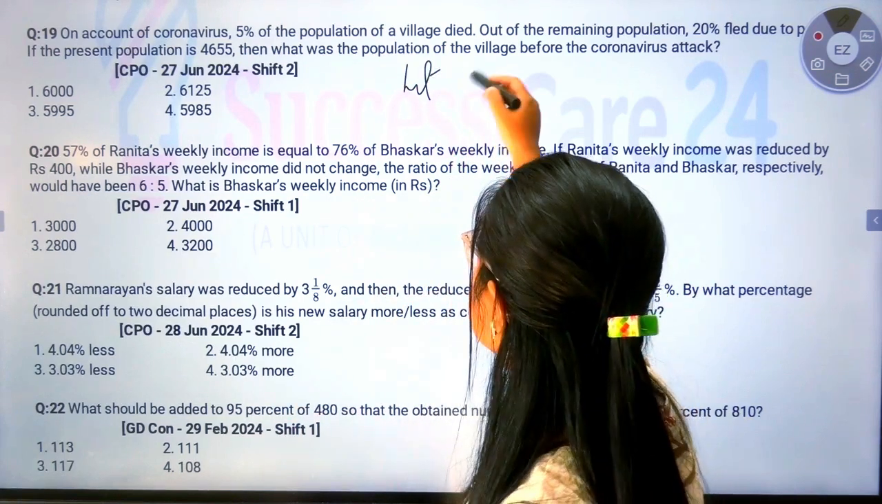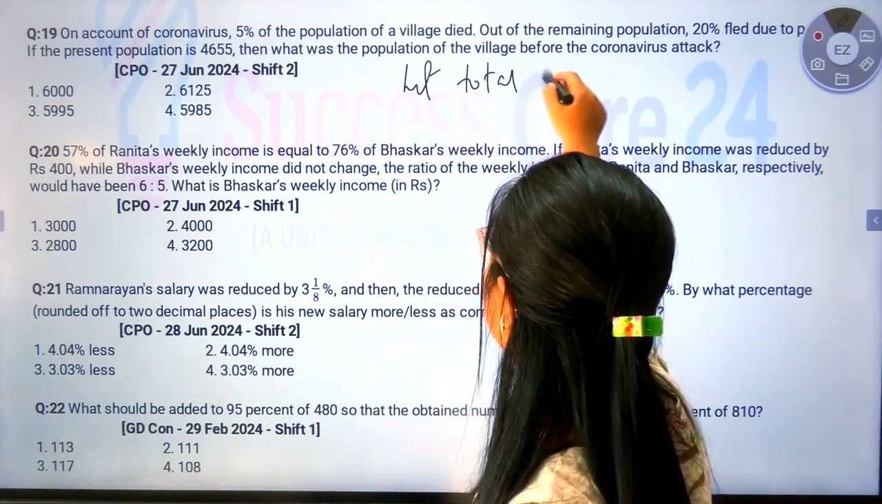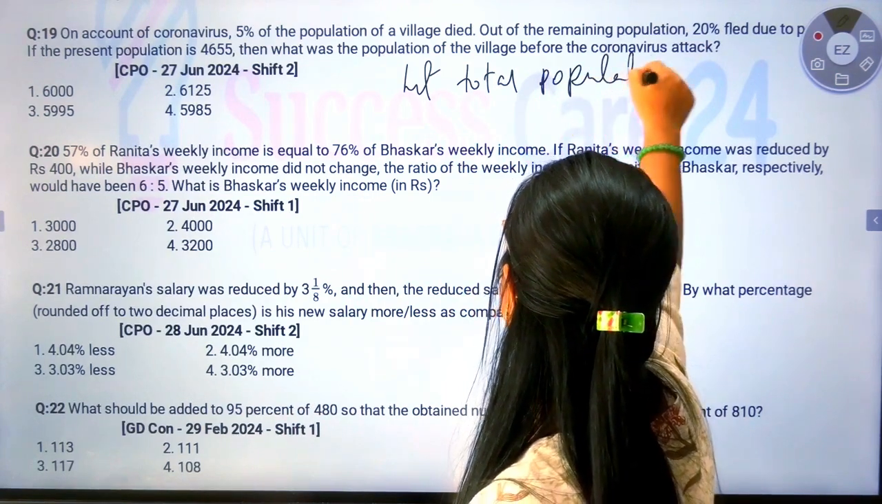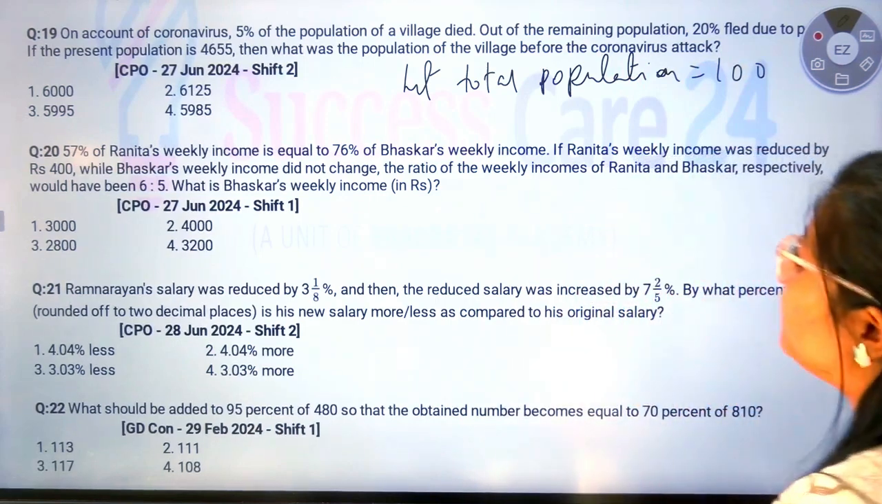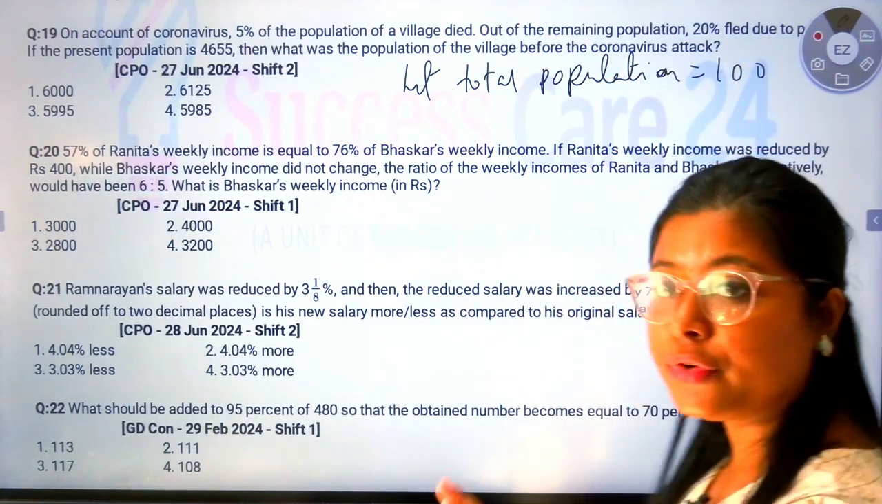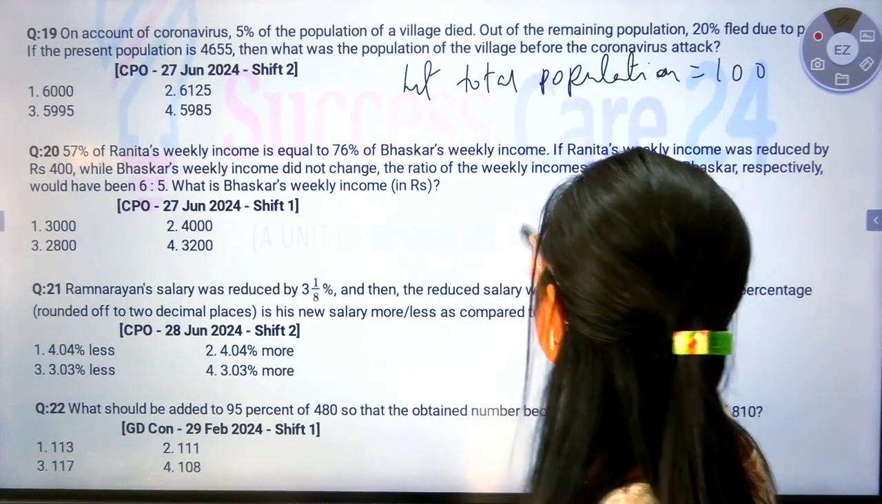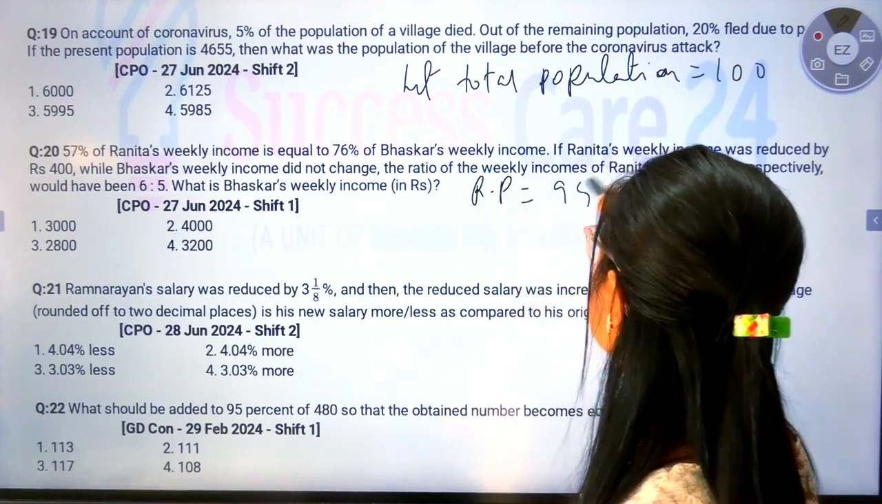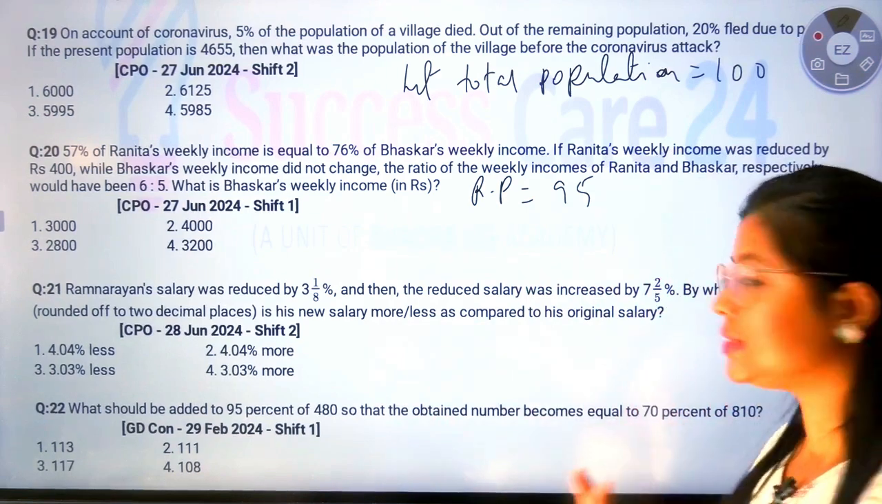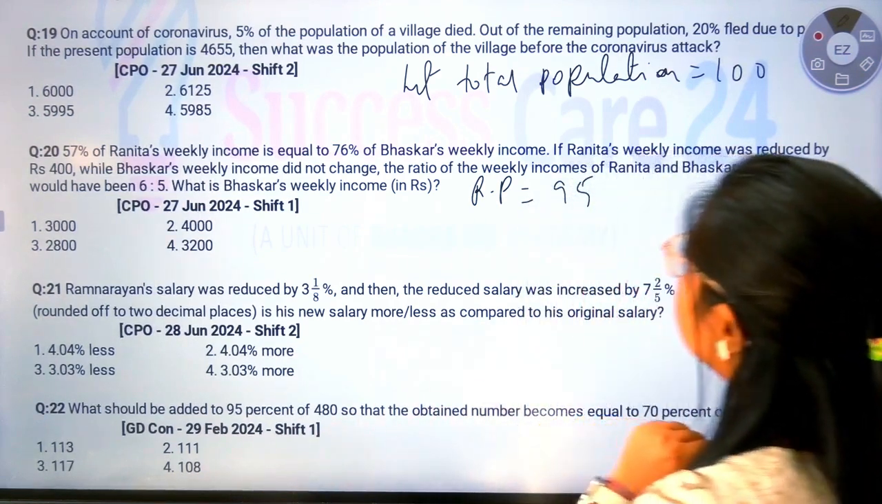So let us consider the total population. Let the total population be 100. So out of this, 5% died. Out of 100, 5% died. So how many are remaining? The remaining population is 95, of course, because upon 100, 5 have died. So the remaining population is 95.